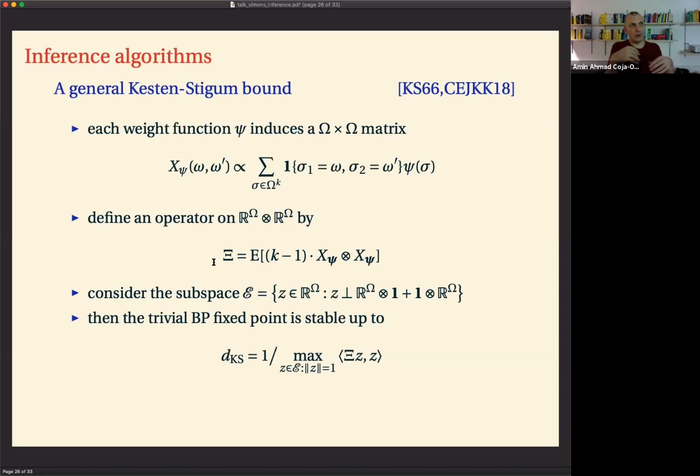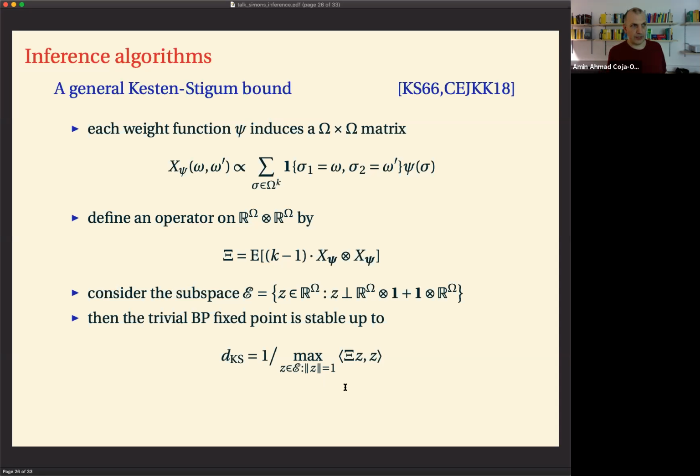If you know about the original Kesten-Stigum bound, this operator is similar to describing the broadcasting process that you would see in combination with the reverse process. The top-down process would be the first component of the tensor, and the bottom-up process would be the second component of this tensor, effectively. And in terms of the spectrum of this linear operator, we can then express the stability of the belief propagation fixed point.